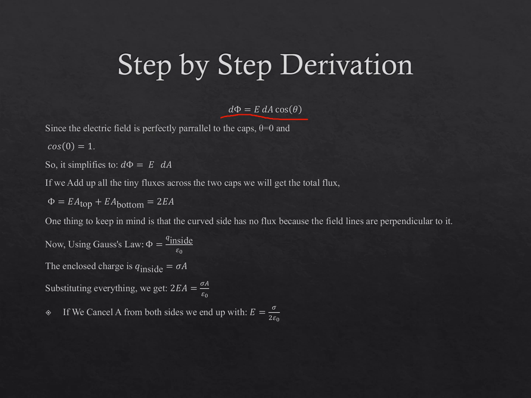Now we'll be using Gauss's law, which is Q by epsilon naught, and the charge density formula, which is sigma equals Q by A. We'll substitute everything to get our final result, which will be 2EA equals sigma A by epsilon naught. So this is our final result, which shows the electric field is constant everywhere, determined by the charge density and only some fundamental constants.